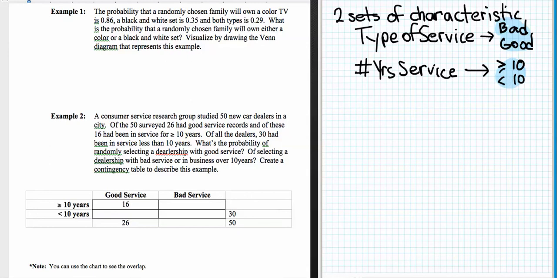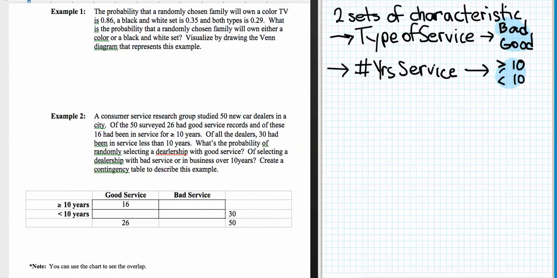So in other words, when we put these into a two-way table, the column values represent one of the types of characteristics, and the row values represent the other types of characteristics. Therefore, our columns are mutually exclusive of one another. Our rows are mutually exclusive of one another. However, a column and a row are going to have dependent events.